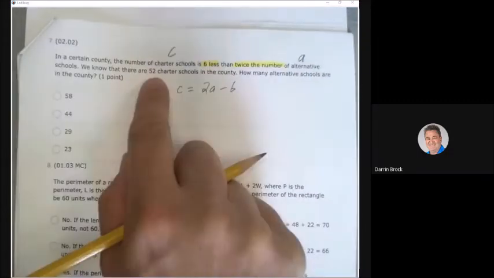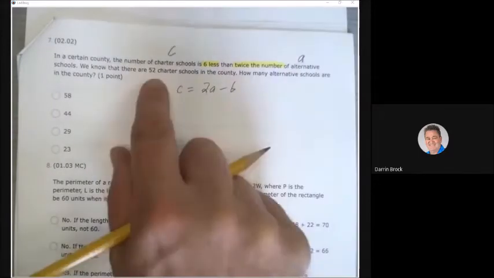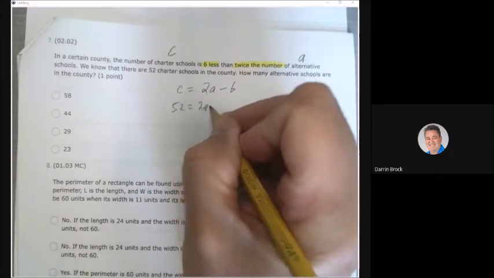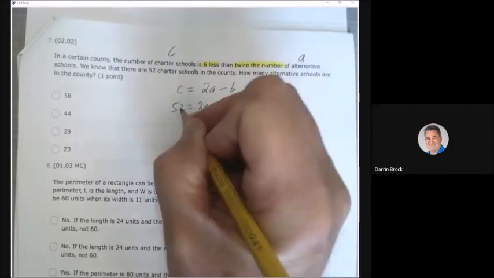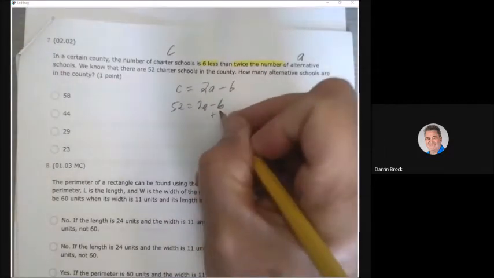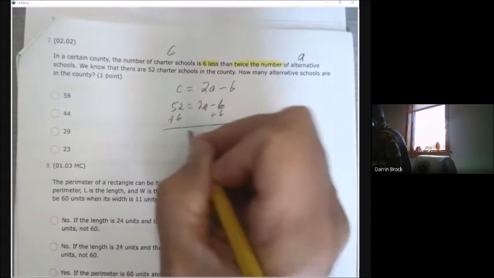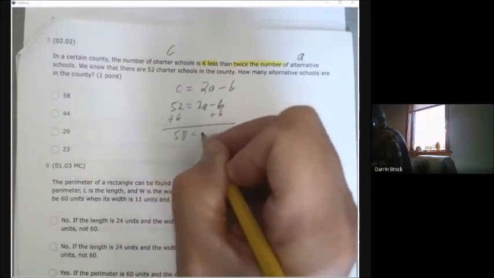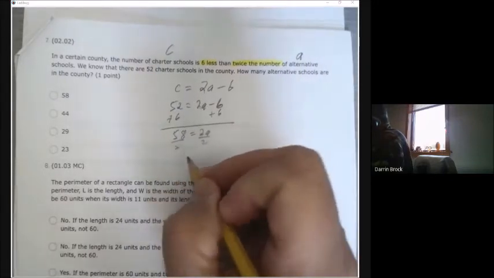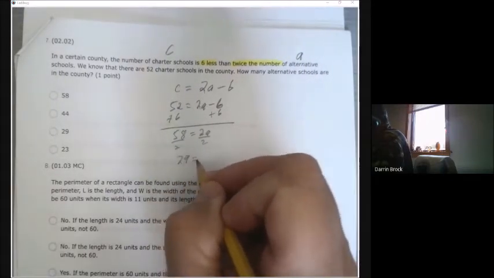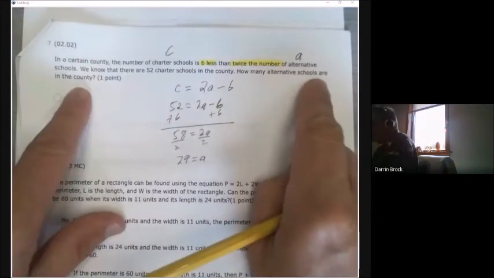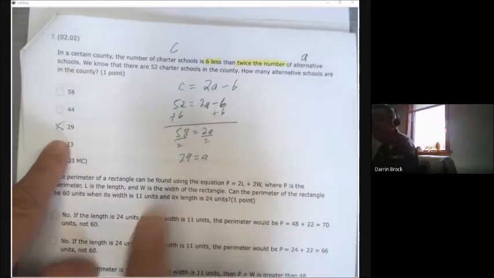We know there are 52 charter schools, so how many alternative schools? So if we know there's 52, we'll make that 52 equals 2A minus 6. All right, we just substitute that in. So let's get A by itself. Add 6, 58 equals 2A. Divide both sides by 2. 58 divided by 2 is 29 equals A. That's how many alternative schools. It's asking alternative schools. A is 29. 29 is our answer.